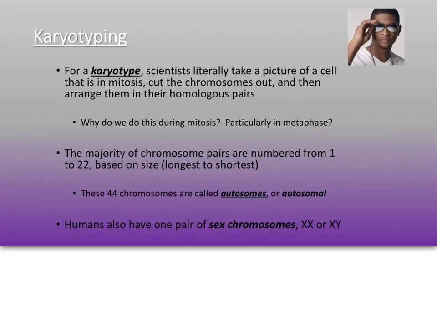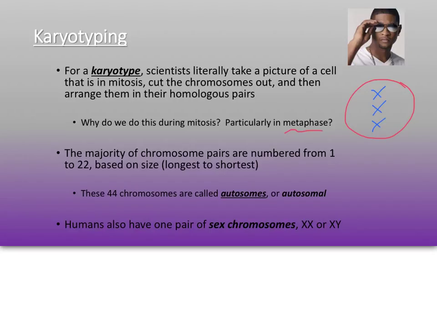Now, the first question is, why is it a cell in mitosis? And in particular, scientists seek out cells that are in metaphase. If you think about it, it's because the chromosomes are so easy to find. Right? Remember what metaphase looked like? Big cell, chromosomes lined up right in the middle. They're there for the taking, right?